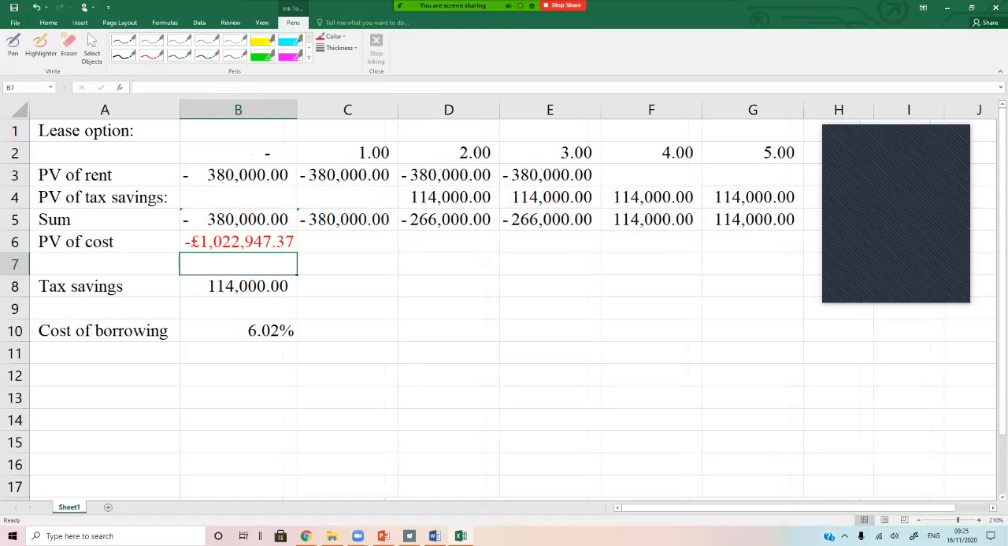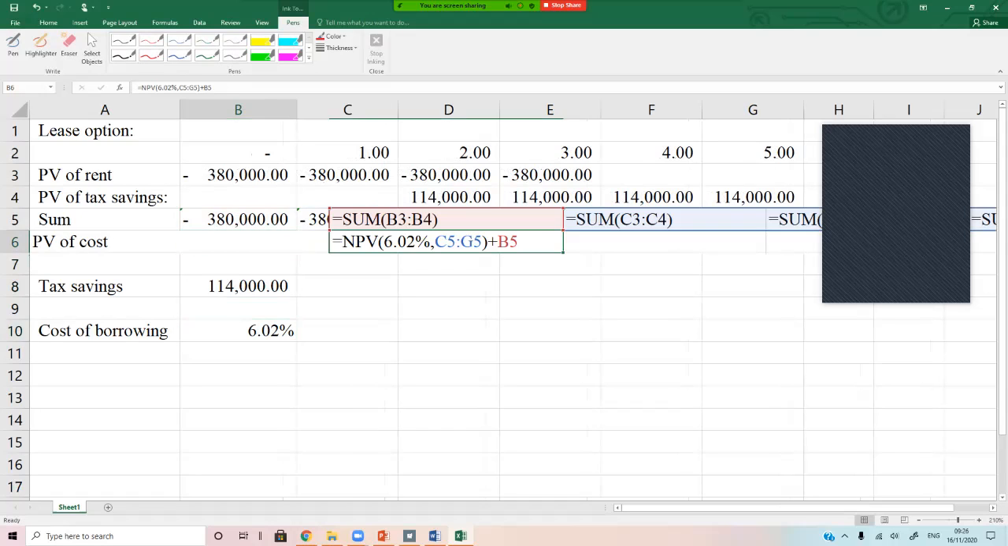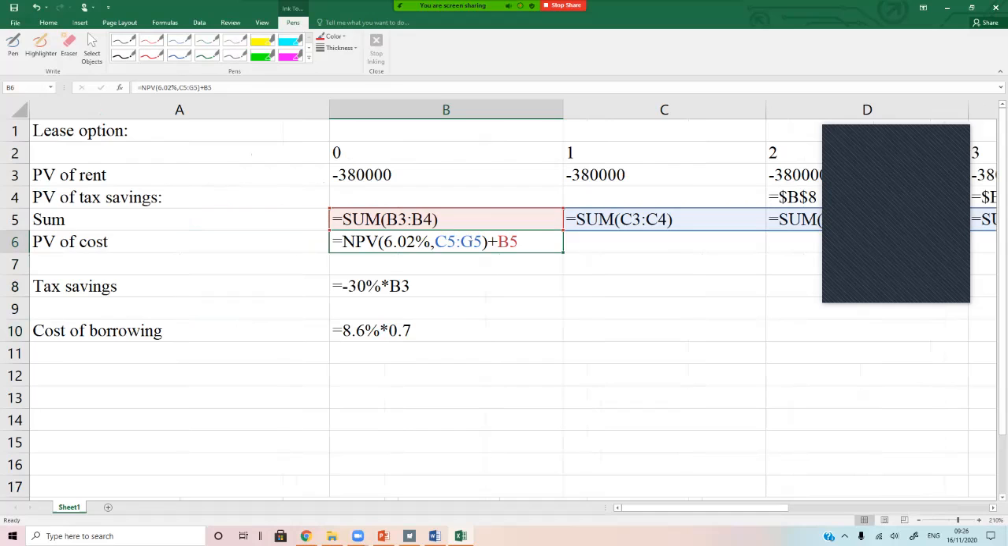What is happening? I've forgotten my formula. It has to be in percent, and here it also has to be in percent. I had put 6.02%. Yes, I think that's the mistake I'm making here. Let me show you the formula. I had forgotten to put the percent. So 6.02% from year 1 all the way to year 5. Of course, in year 0, I simply add.